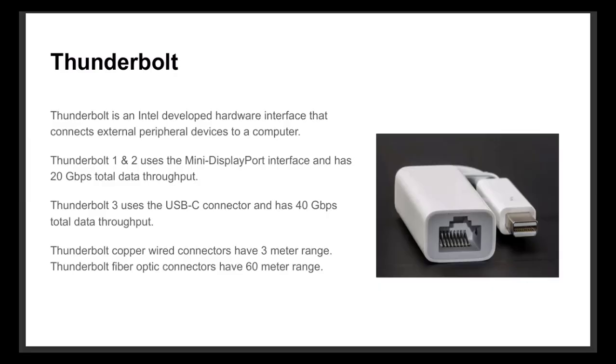As well as Thunderbolt 3, which uses the USB-C connector type. Thunderbolt 1 and 2 both have a data throughput of up to 20 gigabits per second. The more recent Thunderbolt 3 allows us to increase that to a 40 gigabit per second data throughput. Thunderbolt can be used for both copper connectors as well as fiber optic connectors. Your Thunderbolt copper connectors typically have a cable range of 3 meters or about 10 feet, and your Thunderbolt fiber optic connectors have a range of approximately 60 meters or 190 to 200 feet.